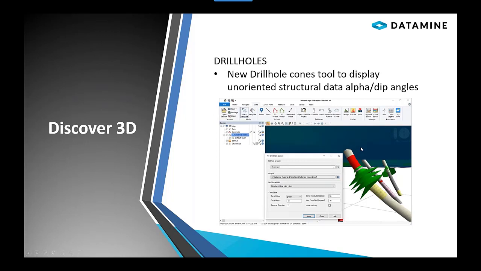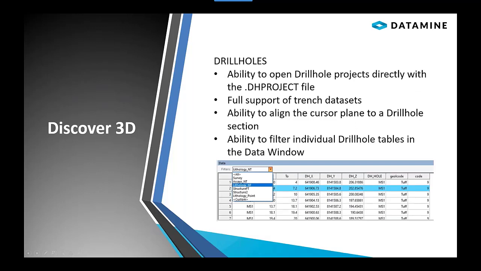A new tool that we have put in there is the drill hole cones. We've been asked that a fair bit. So if you've got unorientated structural data, you can either do the alpha or dip angles as a cone. The drill holes: now you can actually open up a drill hole project directly. Before you had to do it all through all the tab files. So you had to know which tab files are part of the drill hole and open it all up. It was a little bit difficult. That just directly opens now.